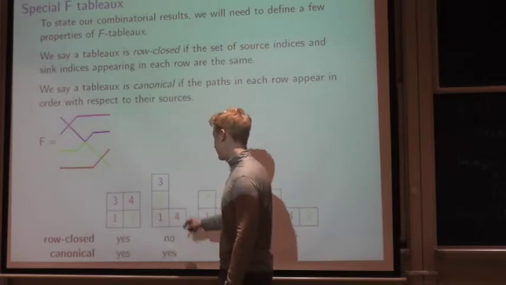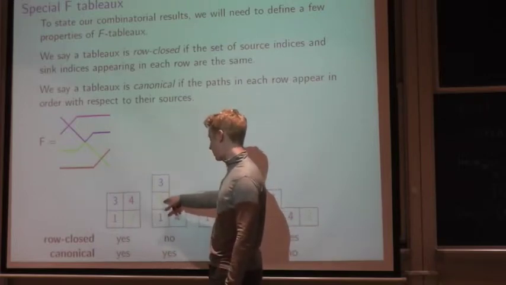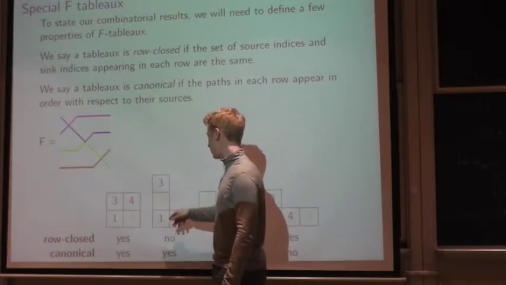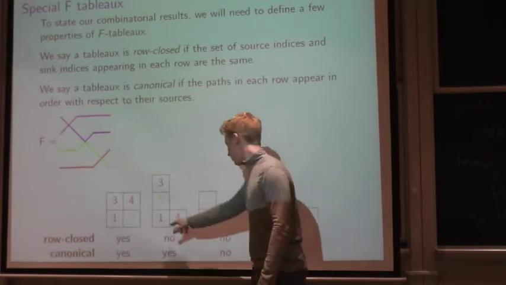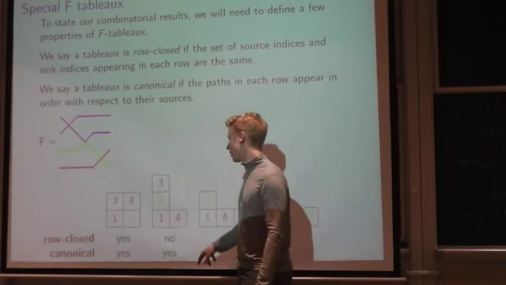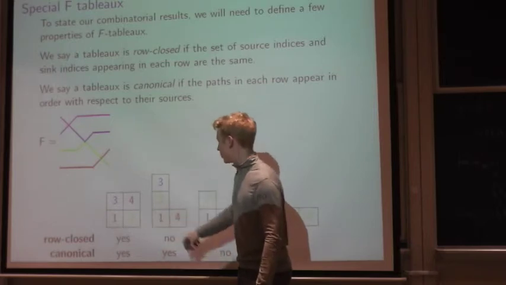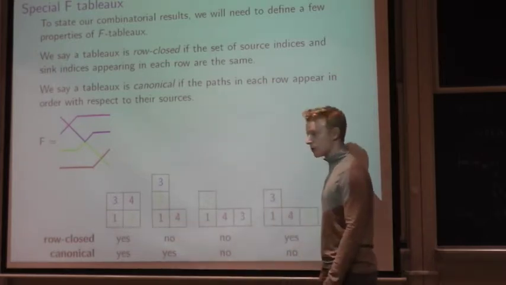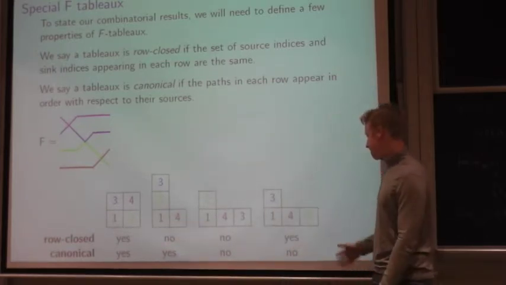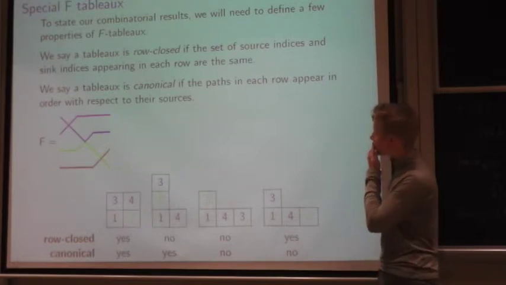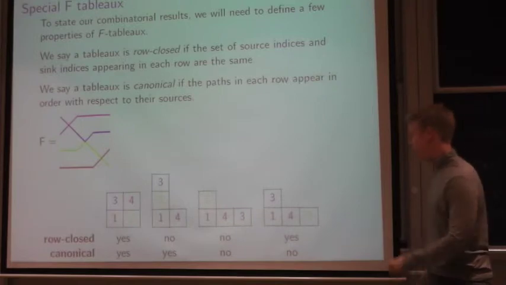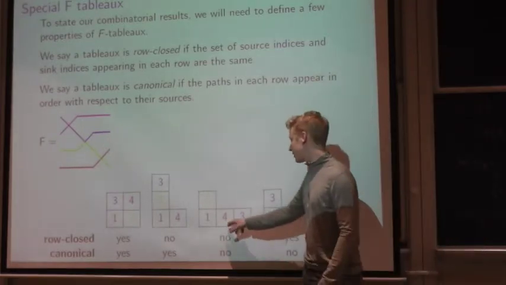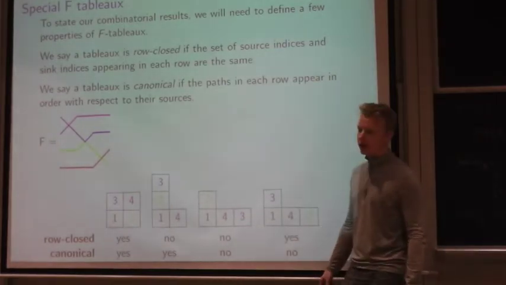Well, we can immediately see it isn't, because this row uses source 2 and sink 1, and 2 is not the same as 1. It is canonical because there's only one non-trivial row there, and those paths are in order according to their sources. And here is an example of something that's not canonical, because these are appearing out of order with respect to their sources.